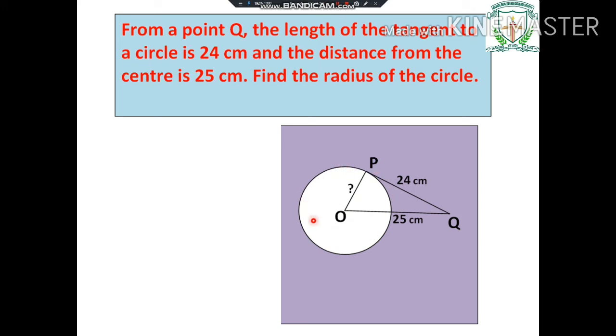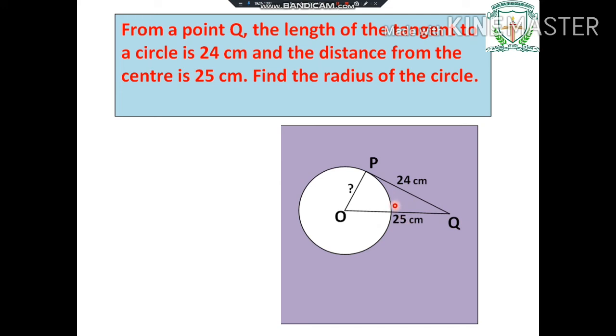Now mark the given data here. The length of the tangent to the circle is 24 centimeter. Therefore PQ is the tangent here. Mark it as 24 centimeter. Then the second data given is the distance from the center is 25 centimeter. You know this is the center of the circle and this is the point outside the circle. The distance from the center to the point outside is given, it is 25 centimeter.